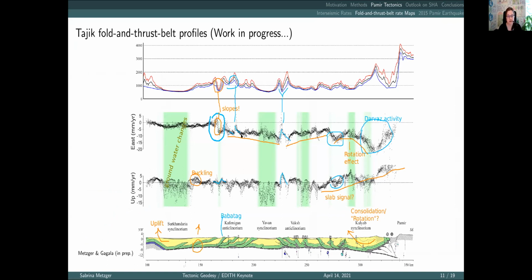And now it becomes really interesting because we can compare topography, east, vertical rates, and also the geological structures that we see here in this fold and thrust belt. And you see that the data set is really complicated, and it's not so easy to figure out which rate change is caused by what, if it's slope sagging or if we see some kind of rotational effect of some poorly consolidated material. So I will not tell much more from that, but it's really interesting. Now you can tie the rates to certain structures at depth.